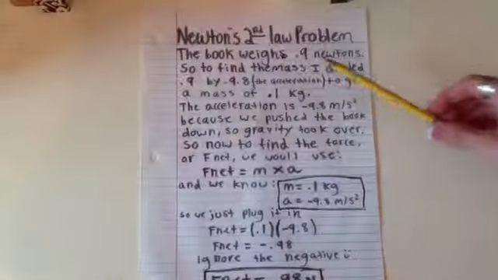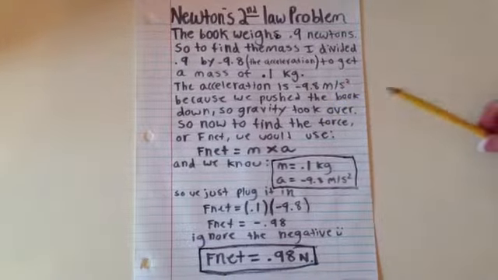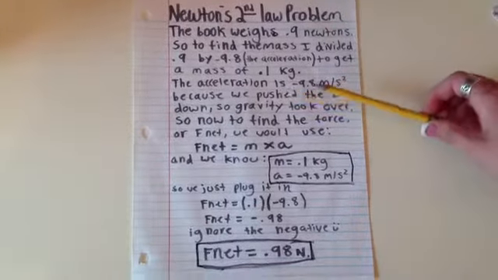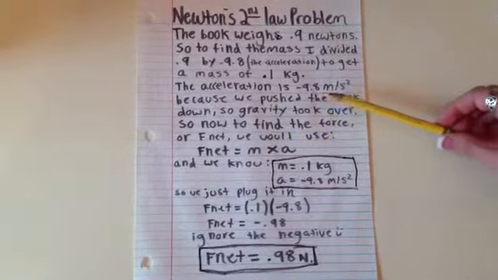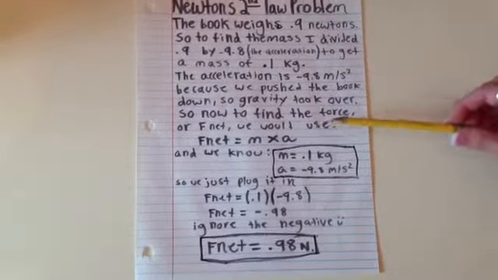The book weighs 0.9 newtons, so to find the mass, I divided 0.9 by negative 9.8, the acceleration, to get a mass of 0.1 kilograms. The acceleration is negative 9.8 meters per second squared because we pushed the book down, so gravity took over.